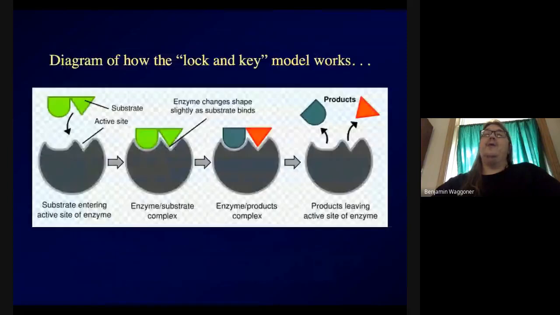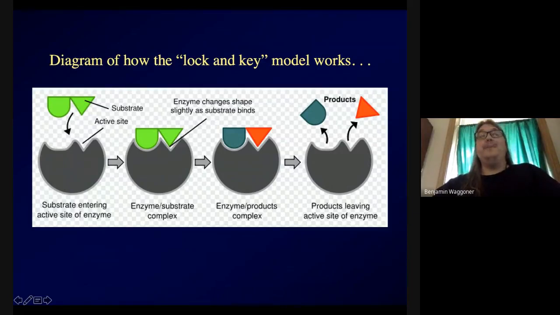So if you want a diagram of it, up at the top left, you have that green thing. That's a molecule that acts as a substrate. The green thing fits into the active site. The active site changes shape a little bit to fit the substrate. That's called induced fit, and we don't need to worry about that.